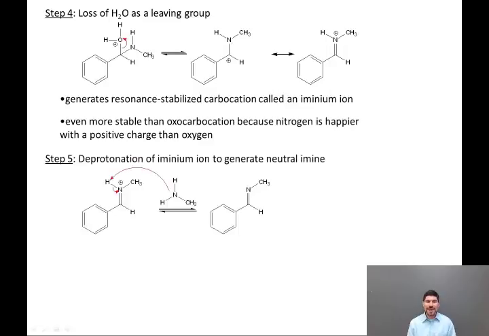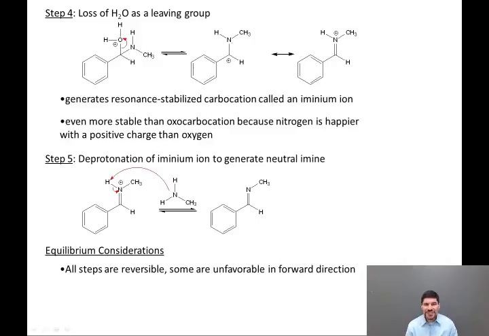Which brings us to step 5. We now have a structure with a positive charge on nitrogen, and this is weakly acidic, but it can still be deprotonated using an equivalent of the strongest base we have around right now, which is CH3NH2, to generate the neutral imine, which is the product that we want to get.